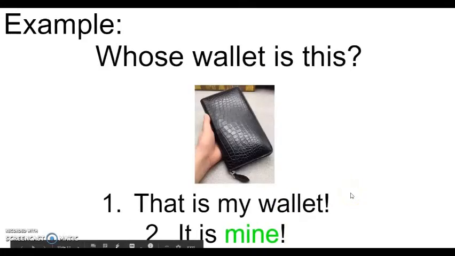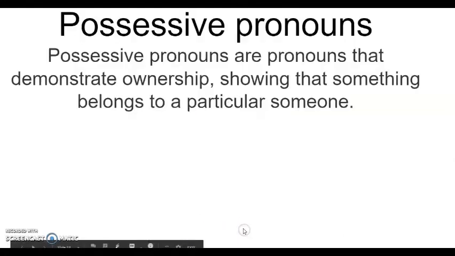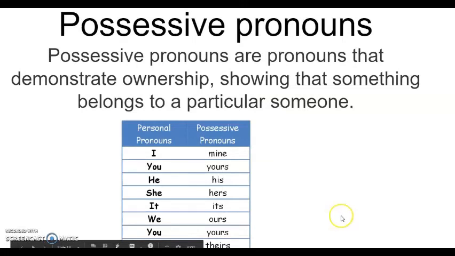Look at this example. Whose wallet is this? You can say that is my wallet. You mean you are the owner of the wallet, but you can also say it is mine. Okay, it is mine. In this sentence with mine, you don't use the word wallet after it, right? You don't say it is mine wallet. No, you say it is mine.